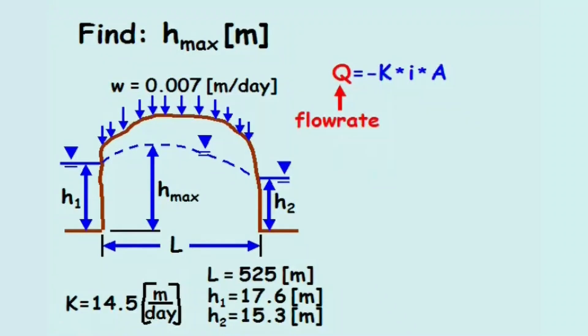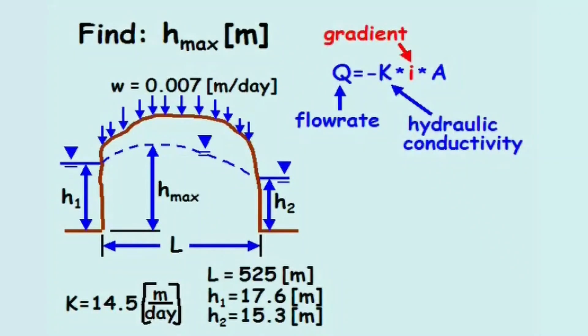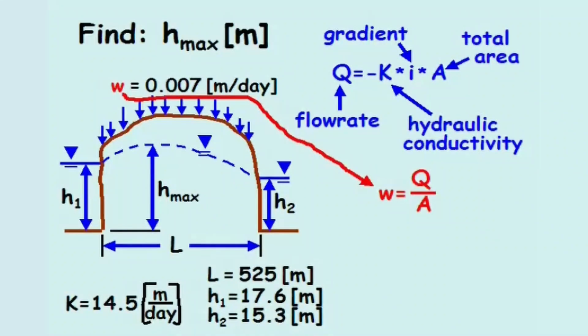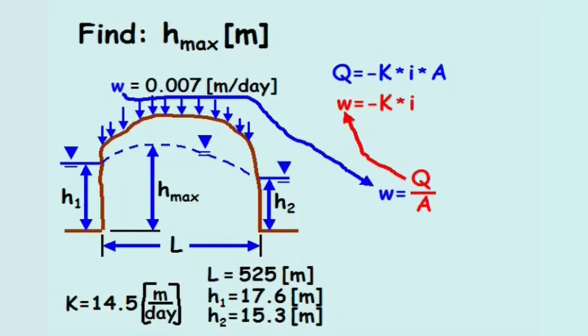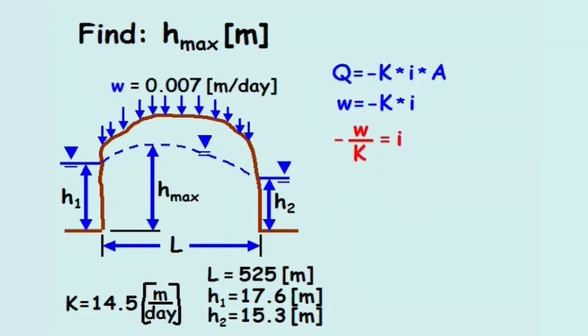Darcy's law states that flow rate through a soil is equal to the hydraulic conductivity times the gradient times the total area. From a one-dimensional perspective, the average recharge rate, W, is equal to the flow rate divided by the area. This term is then substituted into Darcy's equation, and both sides are divided by K, the hydraulic conductivity.